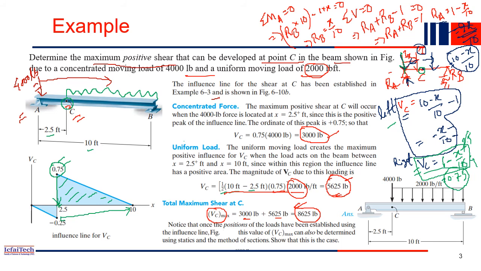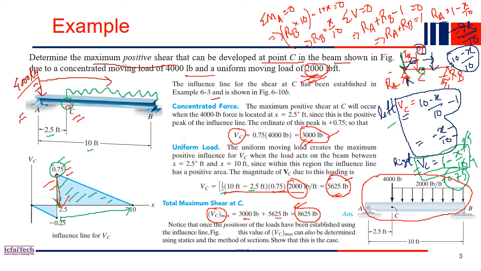Now at the end of this problem, what is the moral of the story? Two loads are moving: one is 4000 pound and another is the 2000 UDL. Both loads are moving. The maximum shear force we computed because of the UDL is when the concentrated load is just above C, right? That's what we computed here. So when the concentrated load is just above C, we will get the maximum shear force.